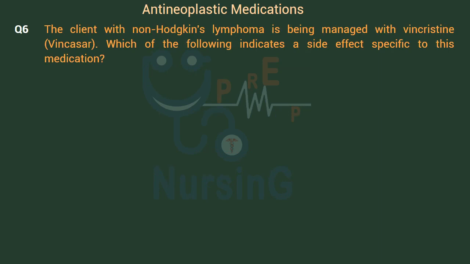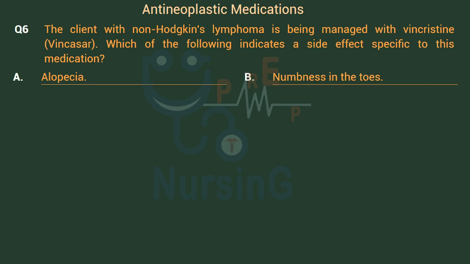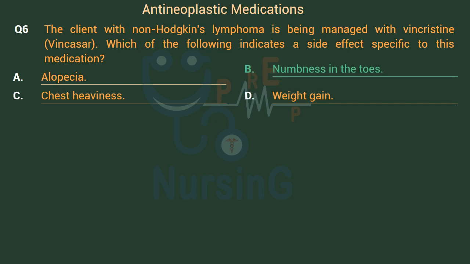The client with non-Hodgkin's lymphoma is being managed with vincristine, Vincasar. Which of the following indicates a side effect specific to this medication? Option A. Alopecia. Option B. Numbness in the toes. Option C. Chest heaviness. Option D. Weight gain. Right answer is option B.